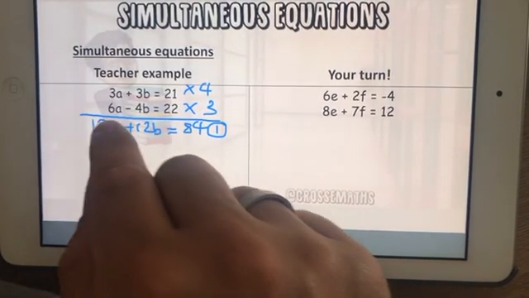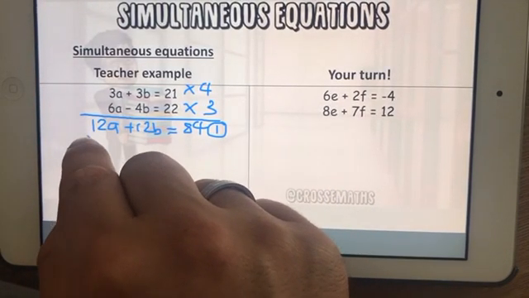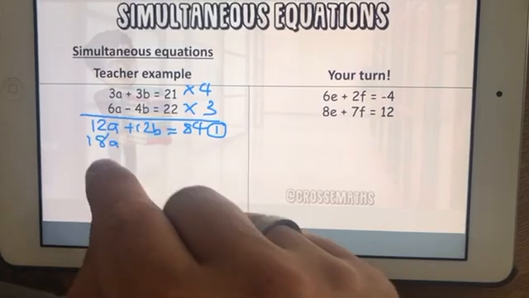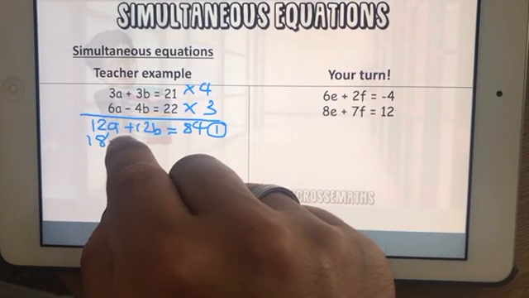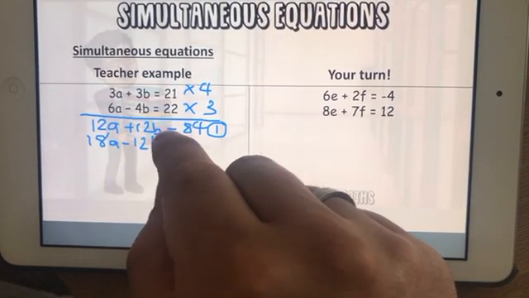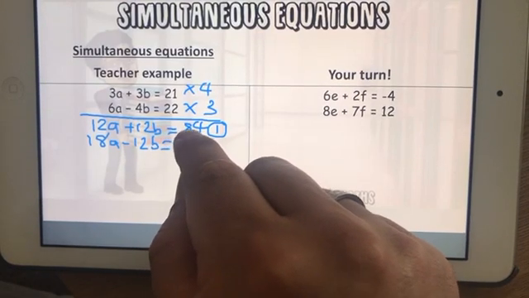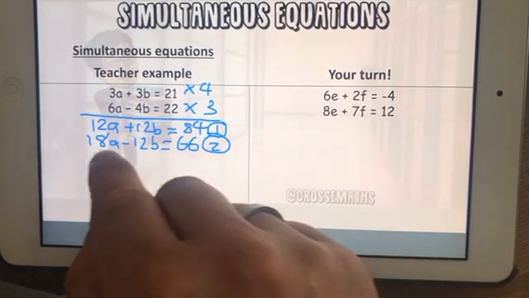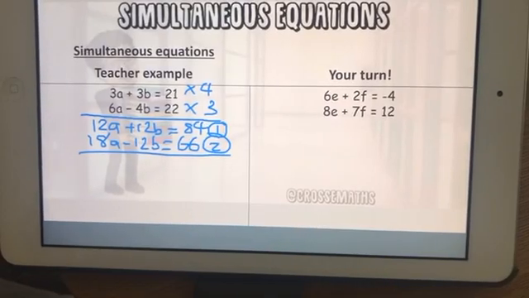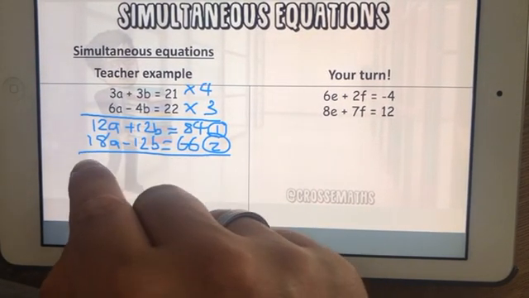Same thing on the bottom, times it all by 3, I end up with 18a, take away 12b is all equal to 66. Now this is what you're aiming for. You want to get them like this. Once they're like this, because the signs are different, I'm going to add them together. 12 plus 18 is 30.